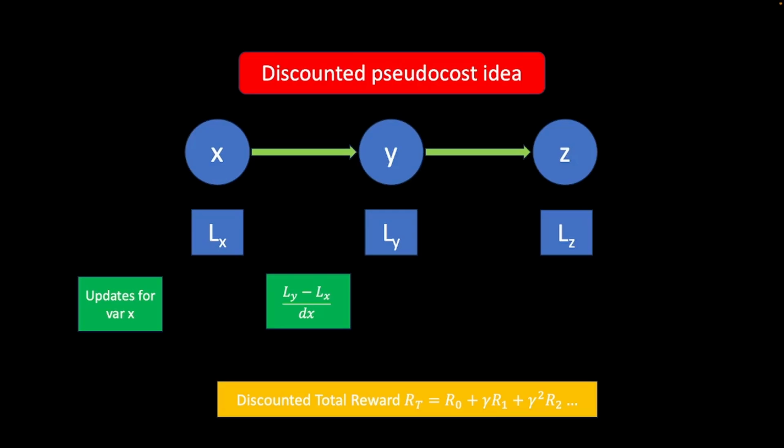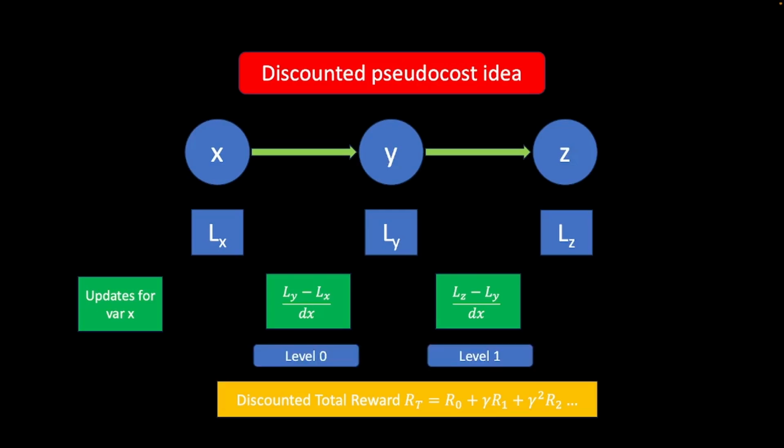In the same idea, if we extend it, then we will also want to give the update Lz minus Ly, scaled by how much we moved X, as an update for X. Of course, these two types of updates should be kept separately. The first one is called level 0 updates and the second one is called level 1 updates, and both of these averages are maintained separately.